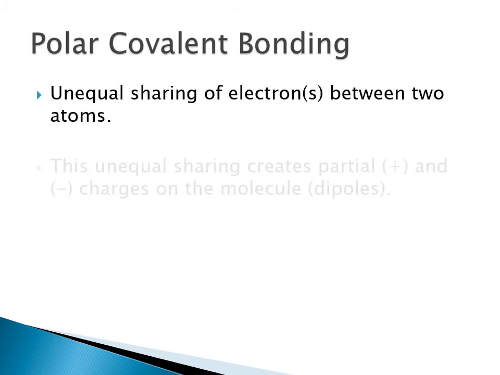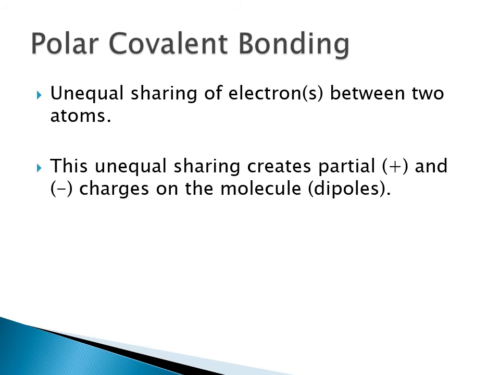So unequal sharing of electrons between two atoms. What this means is the one atom that has higher electronegativity hogs the electrons. And it's sort of like pulling on them. It's keeping them around it more often than it's around the other atom. So this leads to partial charges.